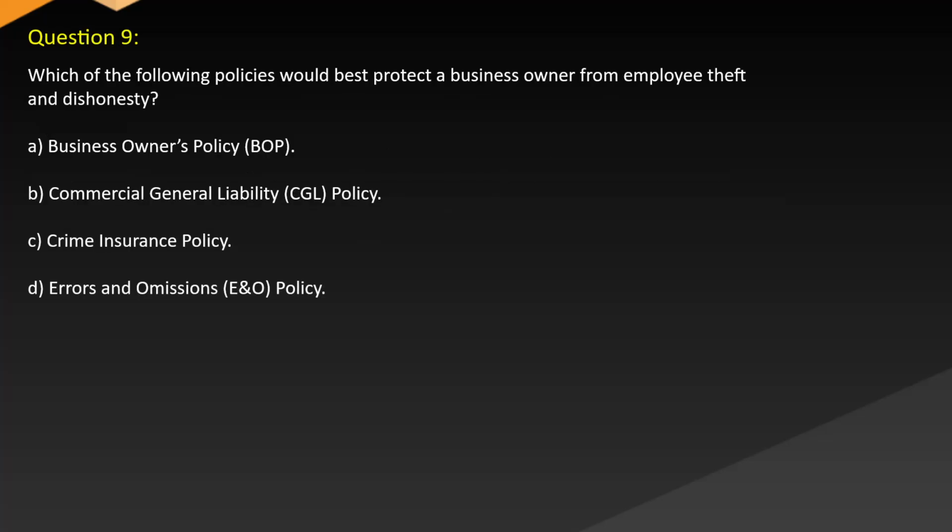Question 9. Which of the following policies would best protect a business owner from employee theft and dishonesty? A. Business owner's policy, BOP. B. Commercial general liability, CGL policy. C. Crime insurance policy. D. Errors and omissions, E&O policy.